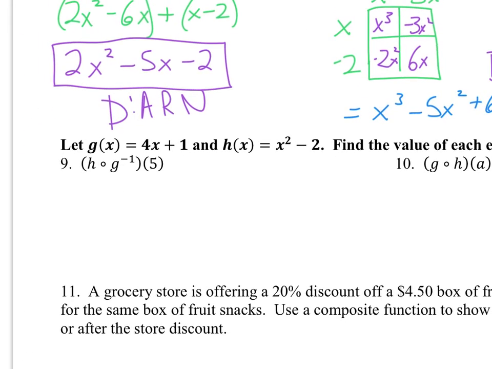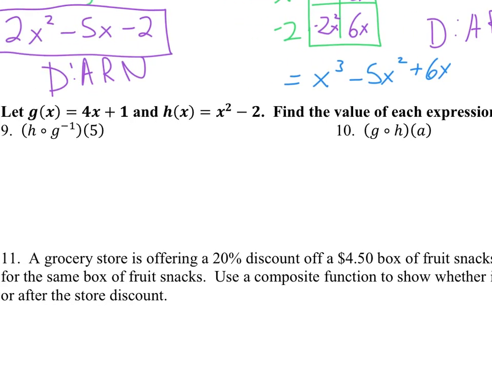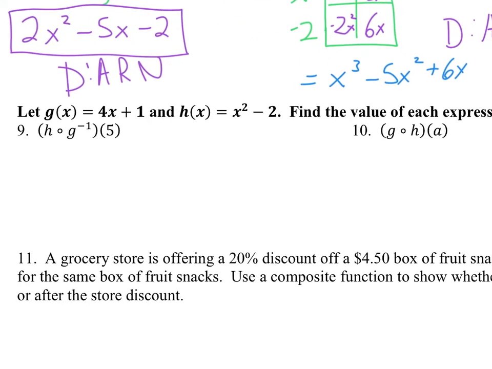Now we've got g of x and h of x. Find the value of the expressions. They're not asking about domains here. Notice they throw the inverse of g in here. So I would go ahead and find out what the inverse of g is first. So that would be like an x equals 4y plus 1. Subtract the 1, divide by 4. So inverse of g of x equals x minus 1 over 4. And I'd probably just leave it like that for now.